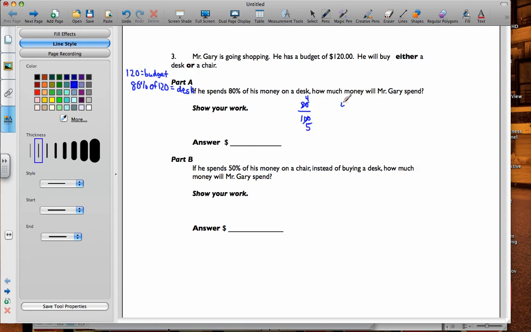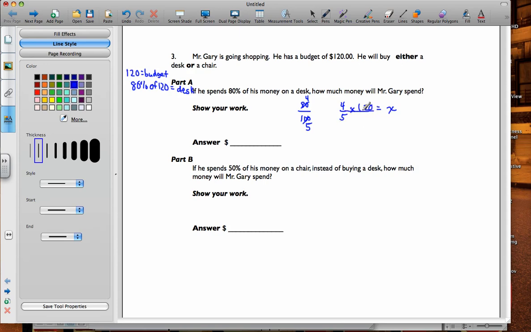Alright, so I have 4/5 of, and "of" means to multiply. The number that comes right after the percent of will be the total. His money is the $120. And this will equal how much money he spends on the desk, which is X. That's what we're trying to figure out.